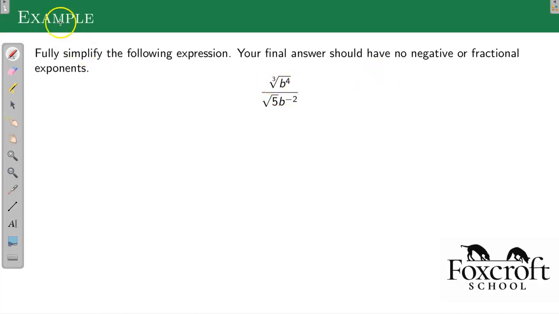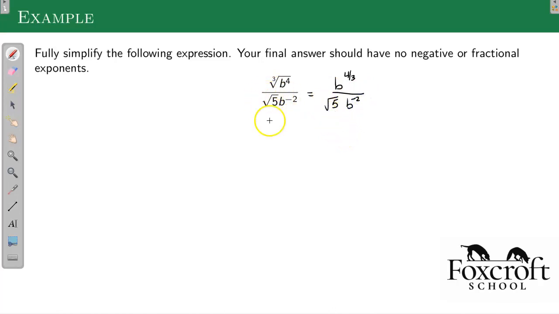I'm going to do one more example. All right, the cube root of b to the 4th over the square root of 5, b to the negative 2. So again, whenever I see roots with my variables, I'm going to rewrite that as fractional exponents. This is b to the 4/3.